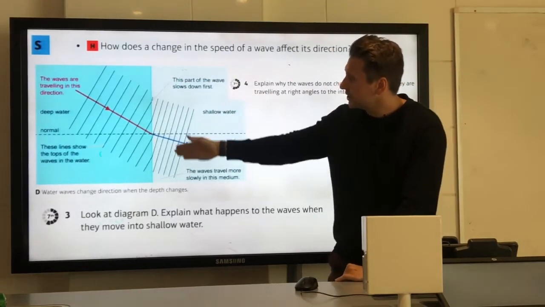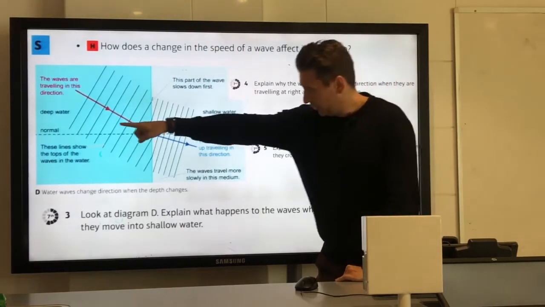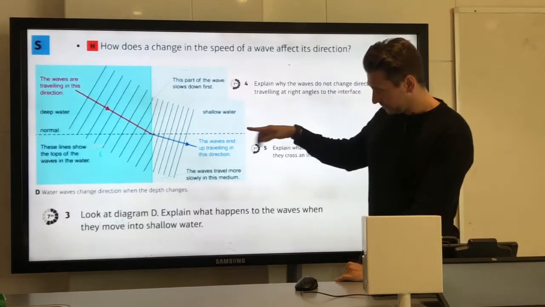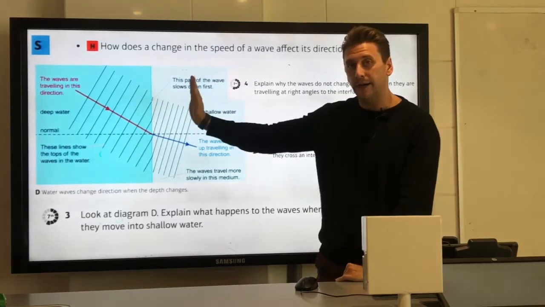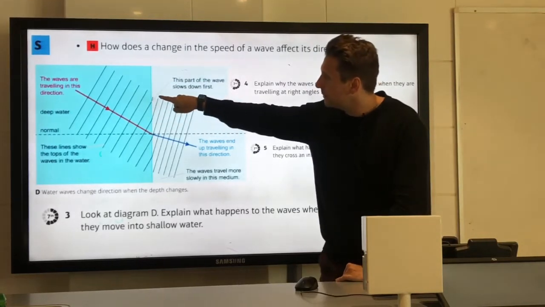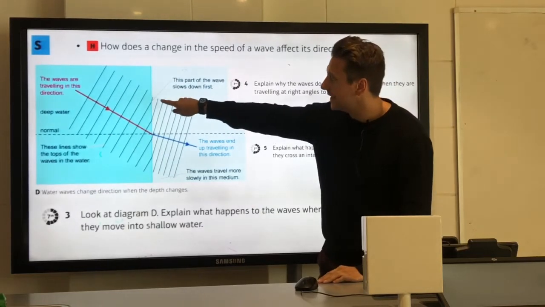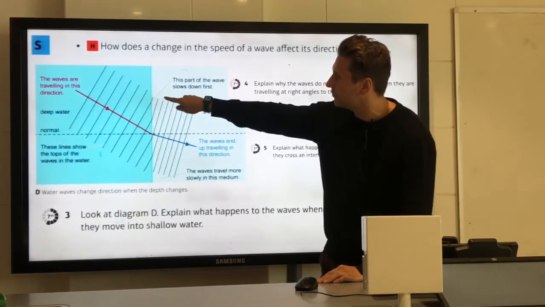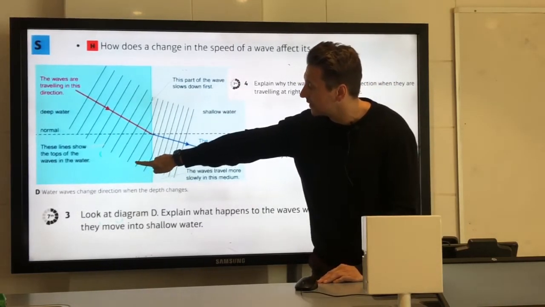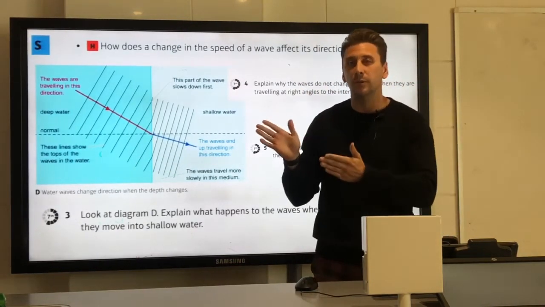Now, if we reach the boundary, which in this case is vertical, the normal line, as you can see, is horizontal. It's 90 degrees to the boundary. These wave fronts are going to hit the boundary at different times. In this example, the right-hand side of the wavefronts hits the boundary first. The left-hand side of the wavefronts will actually carry on traveling at their initial speed for a little bit longer.